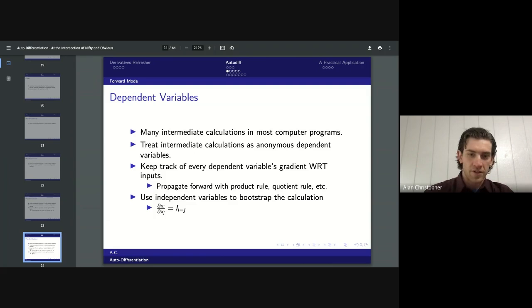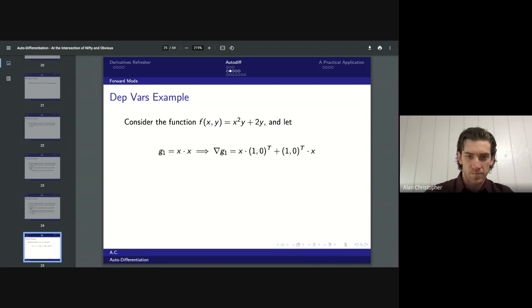So all I have to do is use this indicator function to create my gradients such that for my first argument, its gradient is going to be 1 followed by 0s, my second one is 0, 1 followed by 0s, and so on and so forth. So let's look at what that means concretely. It's usually a little bit easier to see these things with an example.